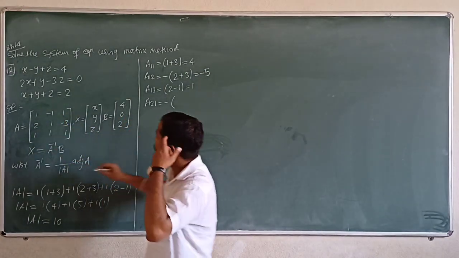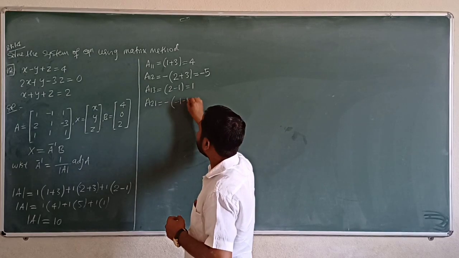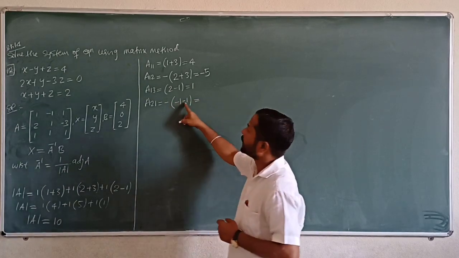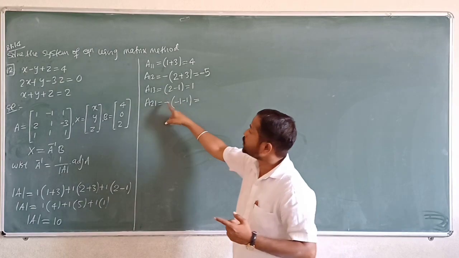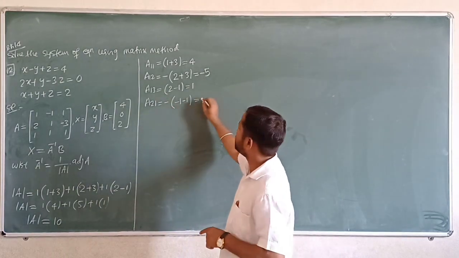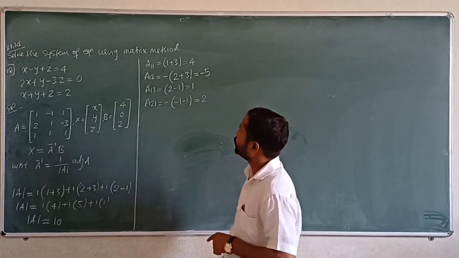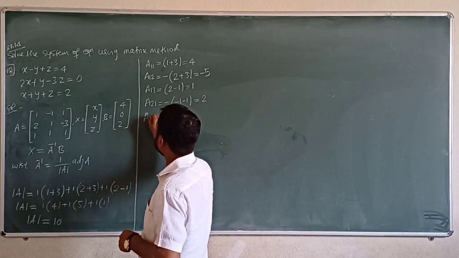1 ones are 1. What is the term? Minus 1. Minus 1 is equal to minus 1 minus 1, minus 2. Minus 2 into minus, plus 2. What is the answer here? Plus 2 now. Right.